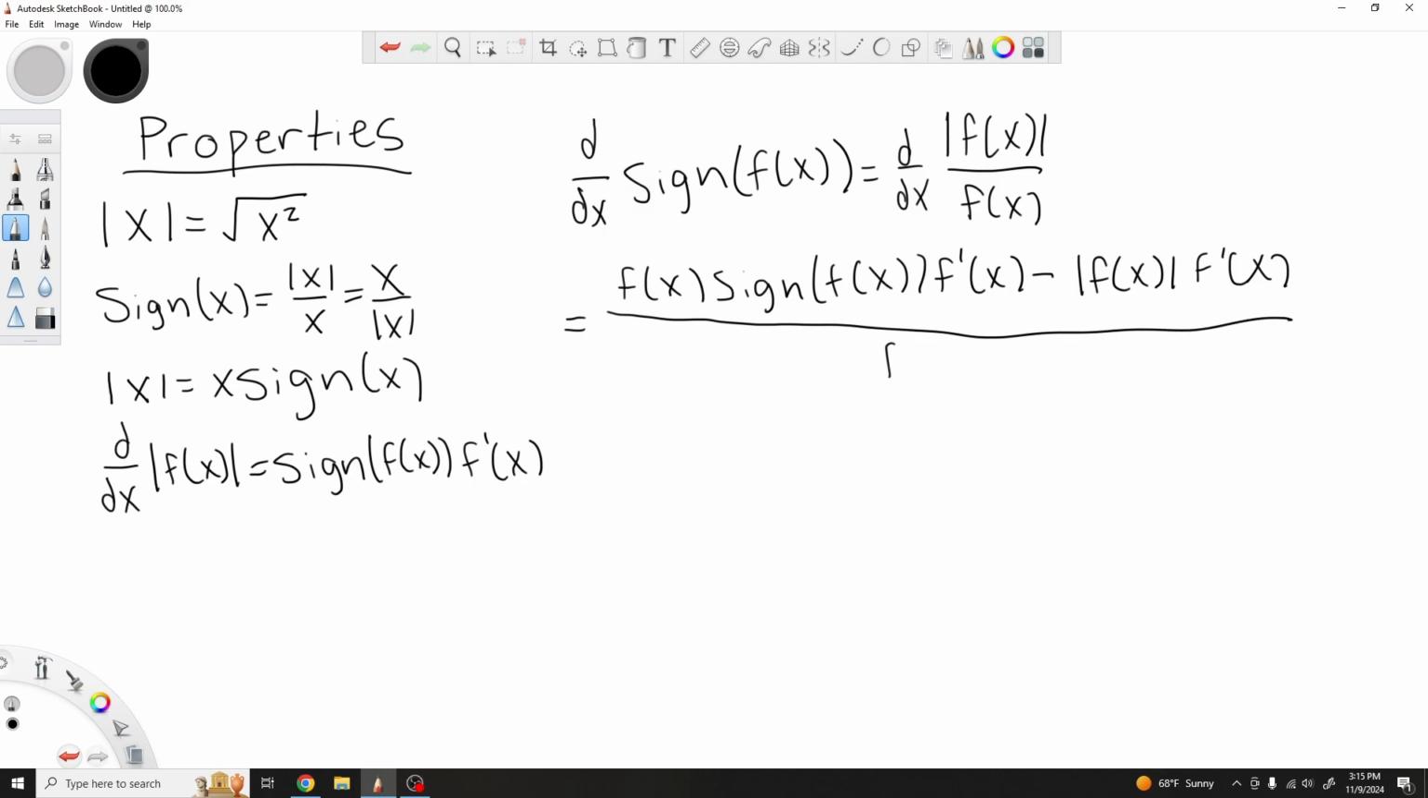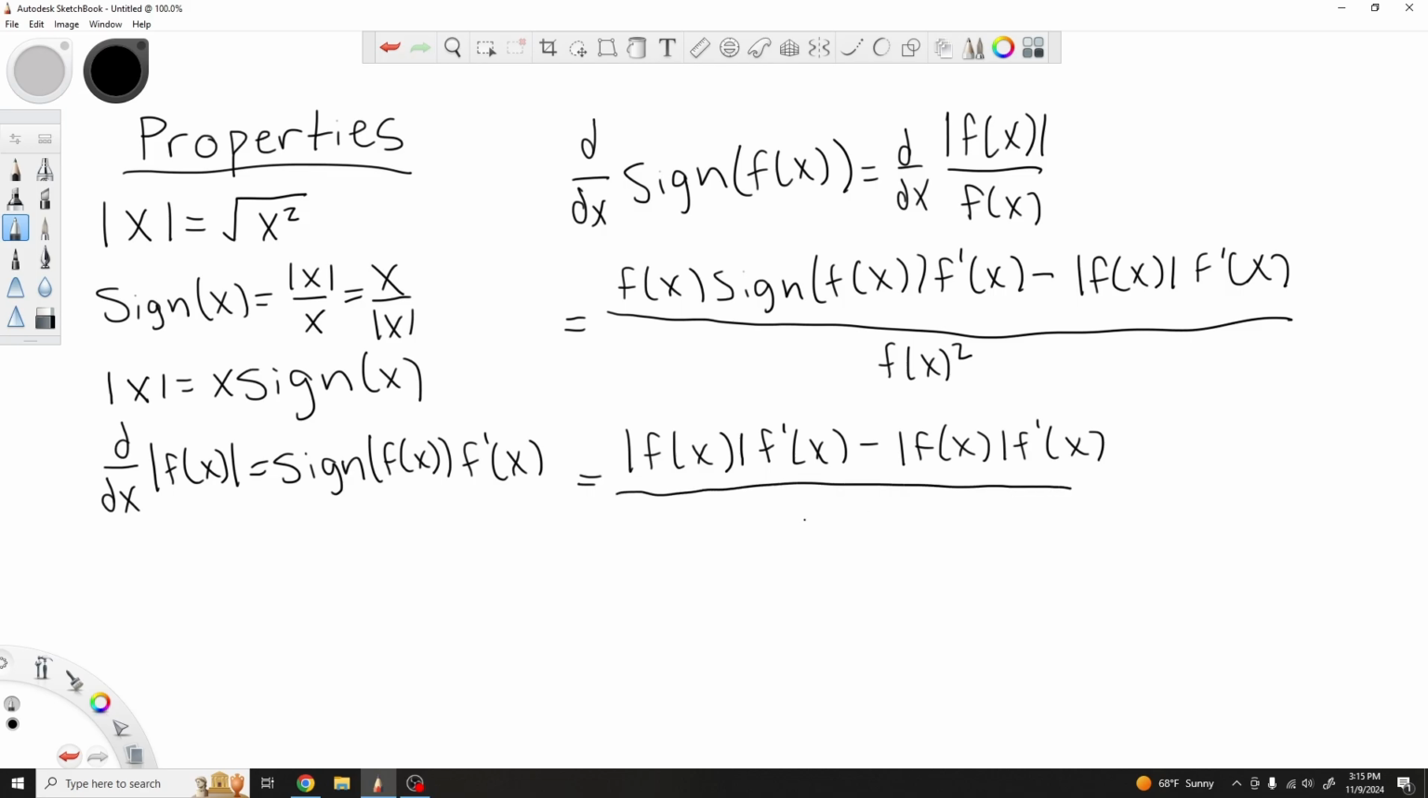over f of x squared. Okay, so I'm going to rewrite this f of x times sine of f of x using this third property. I'm going to rewrite it as the absolute value of f of x times f prime of x minus absolute f of x, f prime of x, all over f of x squared.